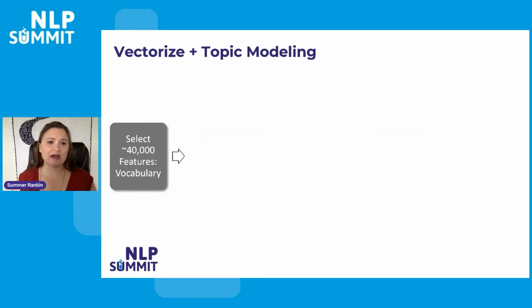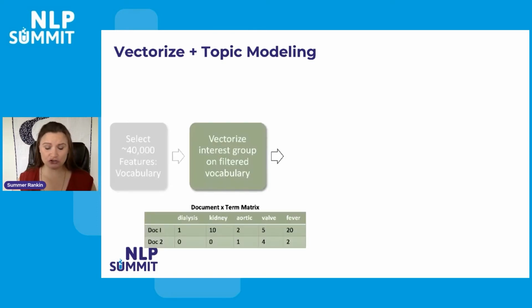So again, first we have, for the transfused case, approximately 40,000 features in our vocabulary. Then we're going to take just those transfused patients, just their documents, and re-vectorize everything. But instead of including the kitchen sink like we did before, now we're only going to include these 40,000 terms.